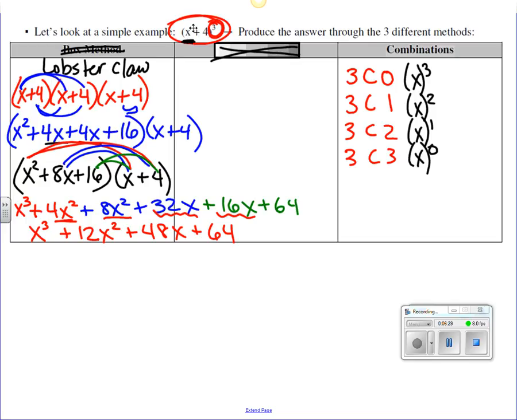Okay, then you take what's in the next part of the parentheses, the second term. So that's a 4, and they all get a 4. And this time your exponents are going to be backwards. So instead of doing 3, 2, 1, 0, you do 0, 1, 2, 3. You reverse them. 0, 1, 2, 3.